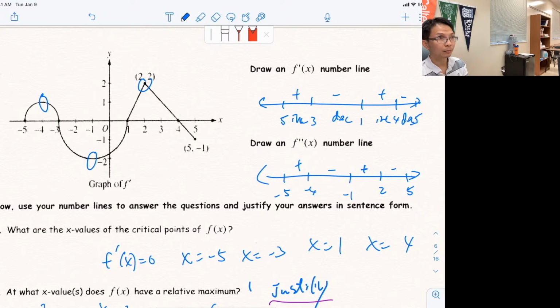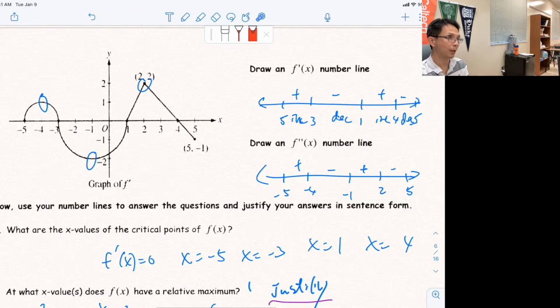Questions? How do you find the double prime x number line? Double prime x number line, good. So the double prime is like the function going up, right? So from -5 to -4, this is going up, so it's positive. I'm looking at the slope of f prime, because that means f double prime. And this function is going to go down, so from -4 to -1 it's negative. And going up is positive. Going down is negative. Did I answer your question? Okay.